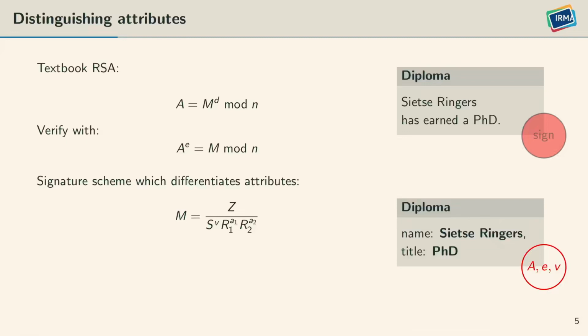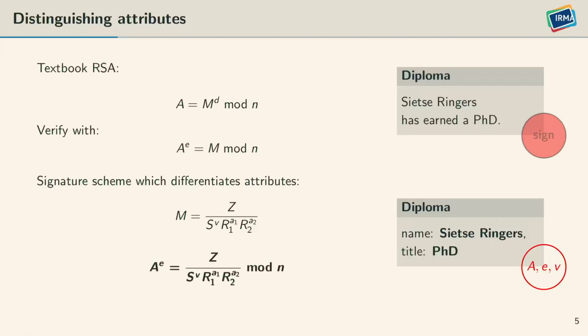The attribute types, that is the name and the title, will be represented in this equation by R1 and R2. Z will be used for unforgeability reasons. S will be used to the power of this V later on for unlinkability, but don't worry about it yet. Just see that we now have a formula where we can differentiate between these values. All the capital letters are constants and public values, and for now we just accept that they are there. Don't worry about it yet, and replace our M in the formula above. This will look as follows.